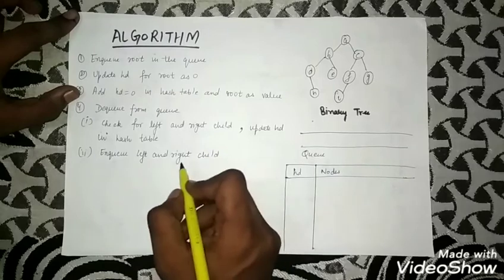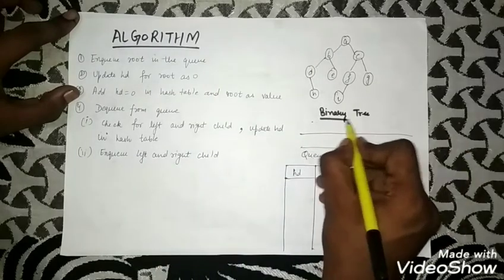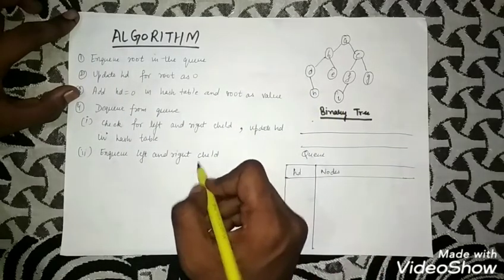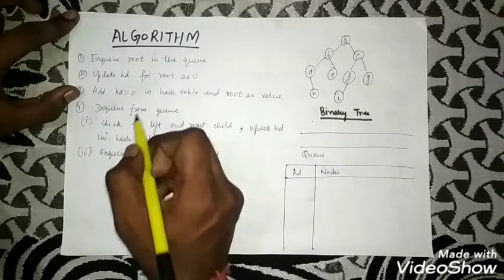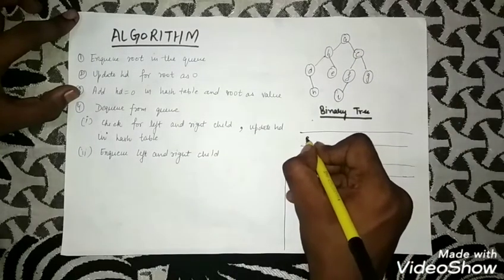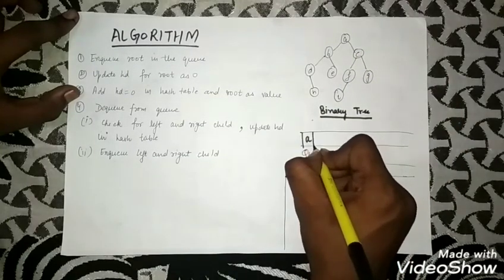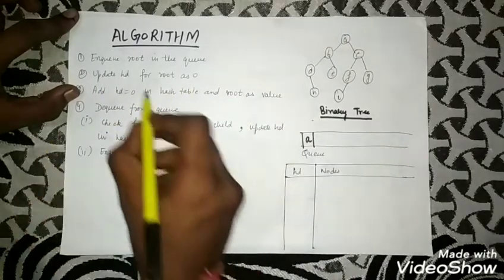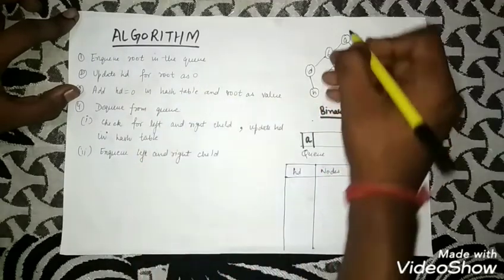So now let's look at an example. I have a binary tree here. So let's apply this algorithm on this binary tree. The first step is enqueue root into the queue. So our root here is A. So we'll have to put it into the queue. Okay. The second step is update horizontal distance for root as 0. So the horizontal distance of root is 0. Let me write this here.